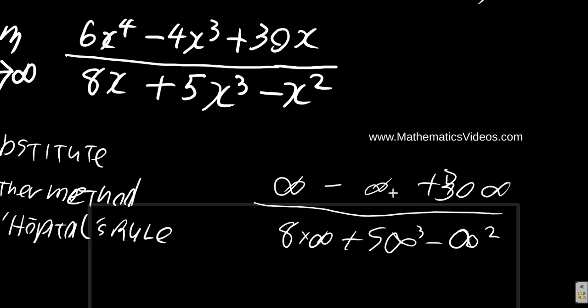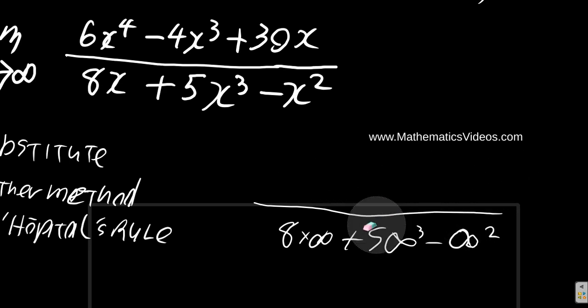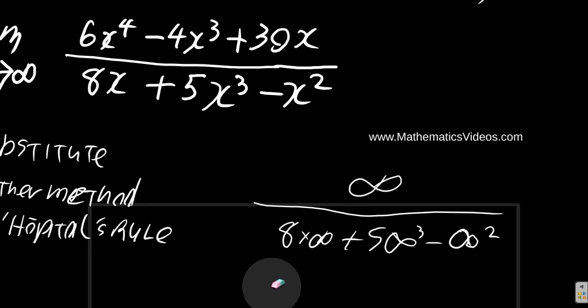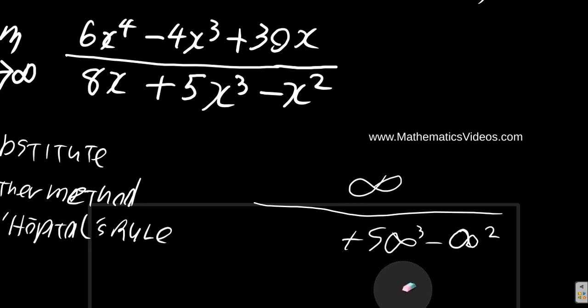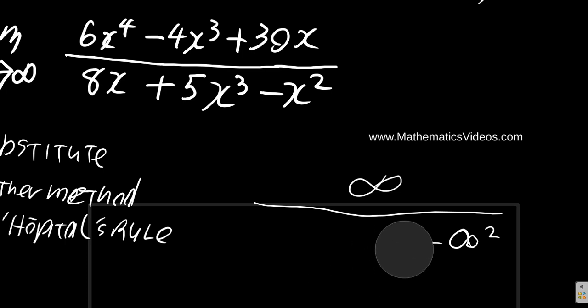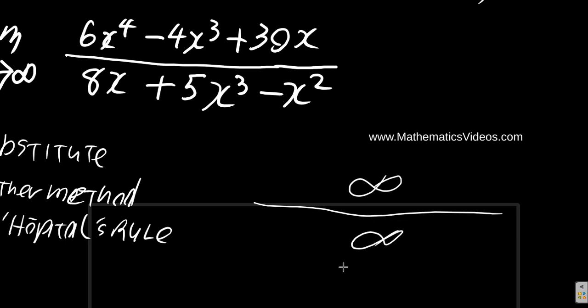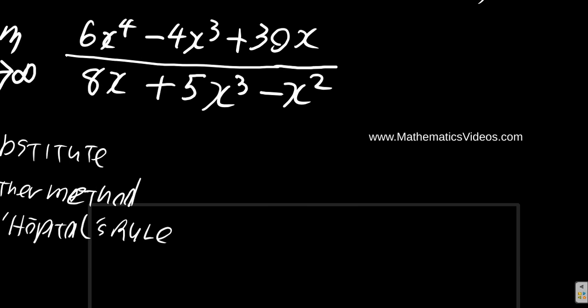And then 30 times infinity, same thing. So all of these at the top here, infinity plus infinity minus infinity, is going to be infinity. Same for the bottom: 8 times infinity, 5 times infinity cubed, infinity squared, all infinity. So we have infinity over infinity. So this is in the indeterminate form. This is what direct substitution gives us, infinity over infinity. It is indeterminate.